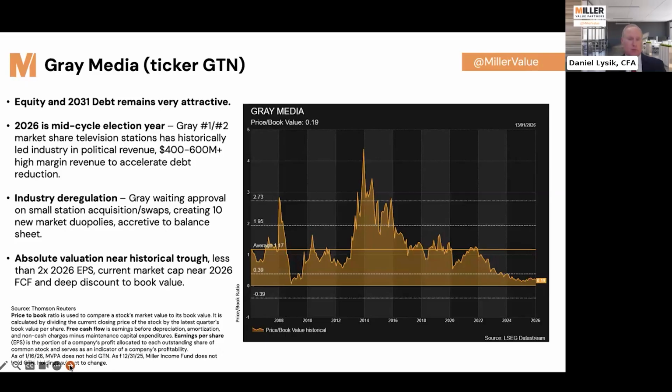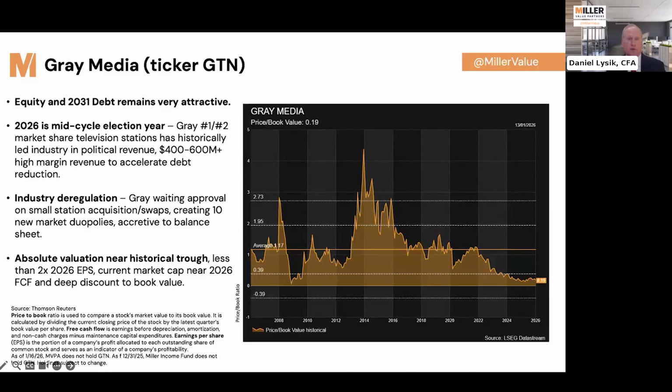So the company appears to be well positioned to generate about 400 to 600 million plus of high margin political revenue this year. That should help accelerate debt reduction. In addition, the industry has also started deregulation, which is underway with the FCC looking at rules that haven't been updated in excess of 25 years. Gray is waiting approval on small station acquisition swaps. And there's a potential to create, we think, 10 new market duopolies if these close. They're at attractive valuation multiples, and it's nicely accretive to the balance sheet.